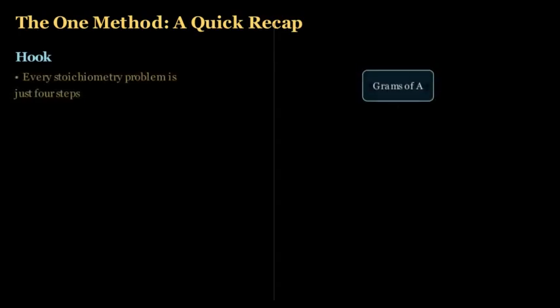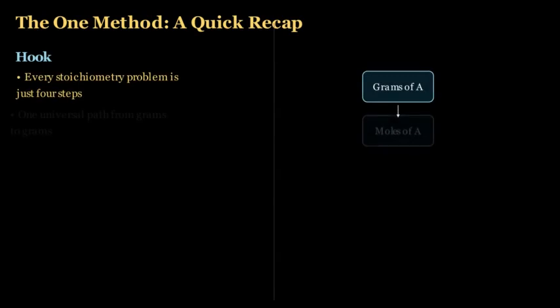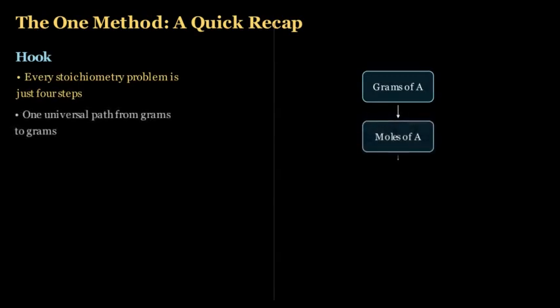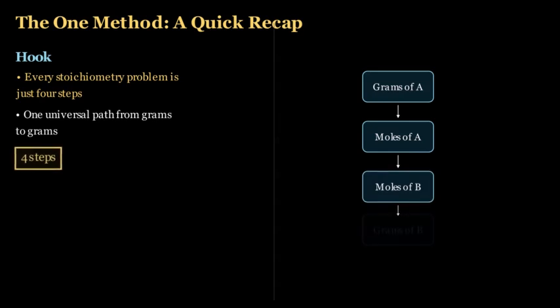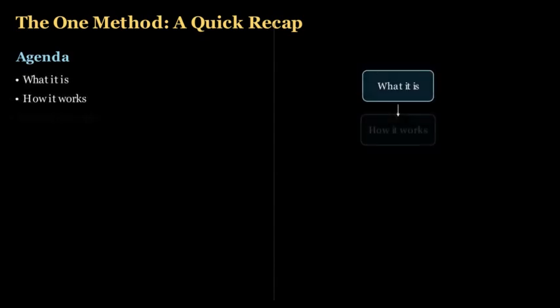You've solved for grams, moles, and everything in between, but what if every single stoichiometry problem you ever face is just four steps? Imagine a single, reliable path that takes you from a given mass of one substance all the way to the mass of another, no matter what the reaction is. That path exists, and it's built on the mole ratio you already know.